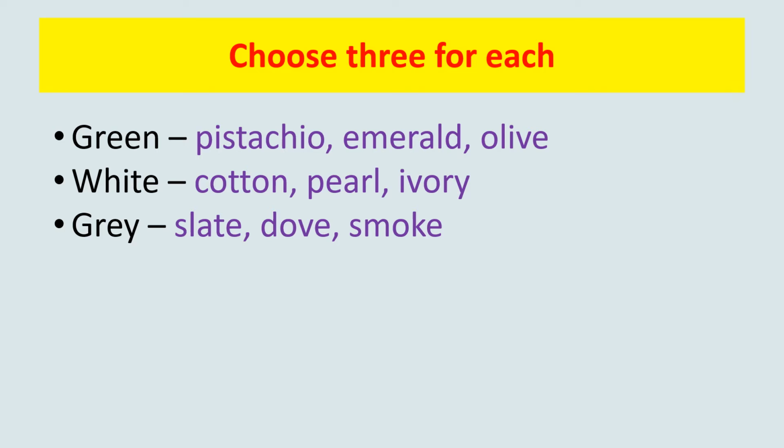Okay, so I've chosen three. So instead of writing green, I might write pistachio or emerald or olive. Instead of white, I might write cotton, pearl or ivory. And instead of grey, I might write slate, dove or smoke.